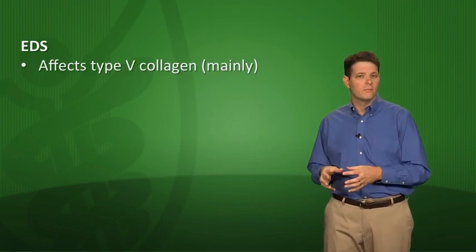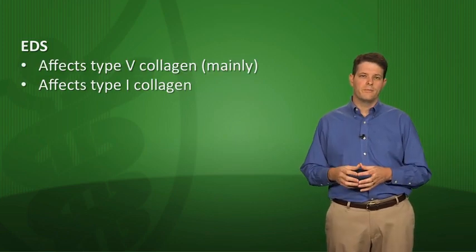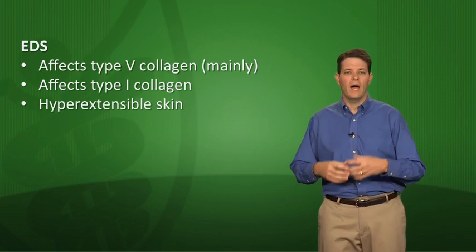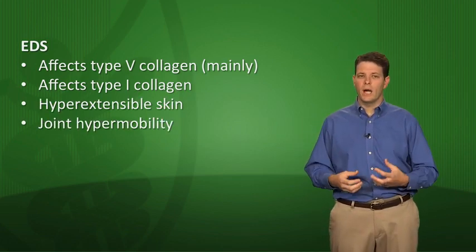Next, let's talk about Ehlers-Danlos syndrome, or EDS, which is another kind of collagen defect. Again, there are a bunch of different subtypes of EDS, and review books have been getting this wrong for ages, so let's break it down and try and get it straight. There's classical EDS, which affects mainly type 5 collagen, and also type 1 collagen to a certain extent. So in classical EDS, you have hyperextensible skin and joint hypermobility.